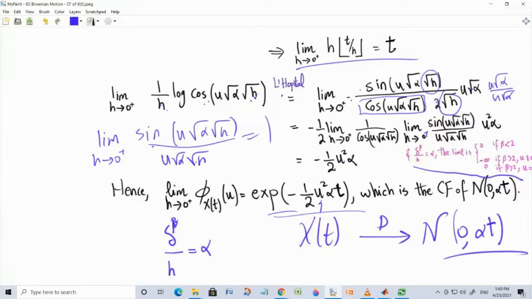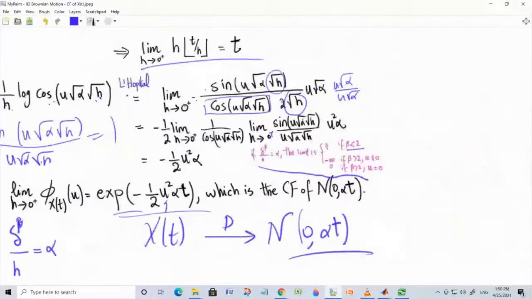But here is basically the news. Now, if your power here is any number that is less than 2, x of t will go to the logarithm, this limit here will be 0. This logarithm will be 0. And if beta is greater than 2 and u is not equal to 0, then basically you go to minus infinity. So in the first case, the CF converges to 1 for every u. And so this means that x of t is equal to 0 for every t.